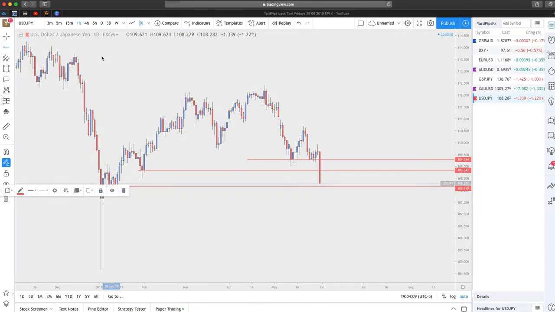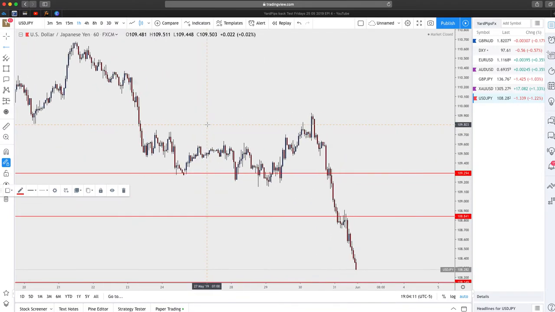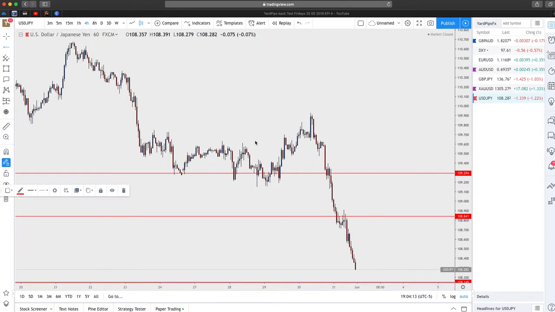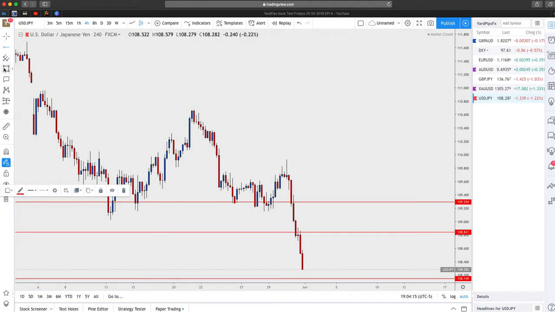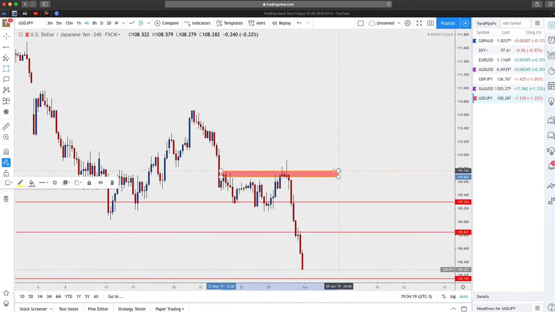So how could we have capitalized on this sell? So we have this specific area on the H4, this area of H4 resistance. All of this area is acting as resistance on the H4.